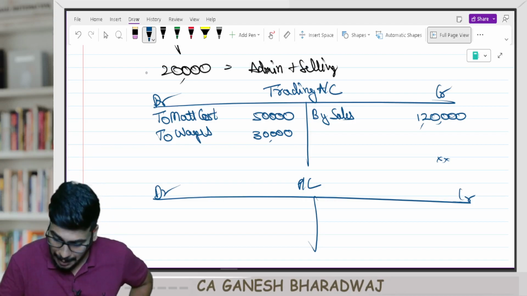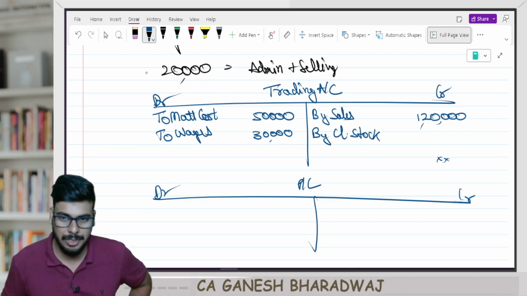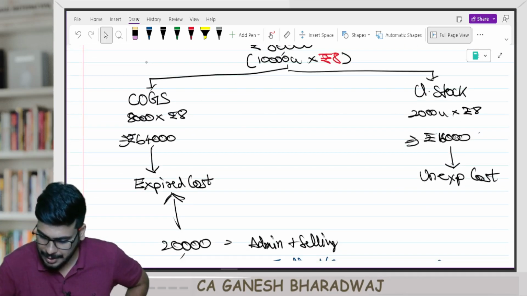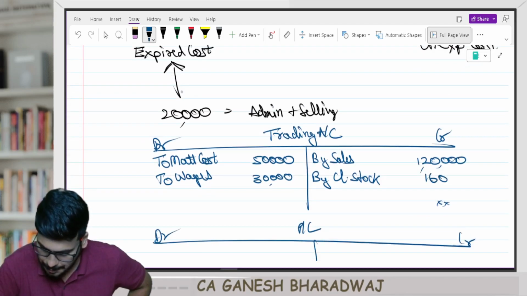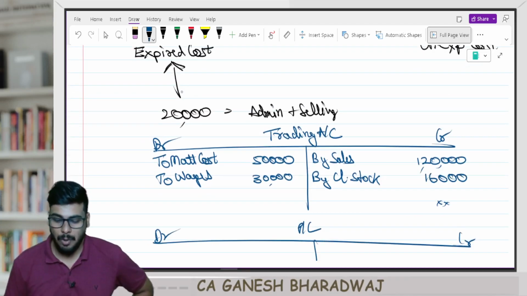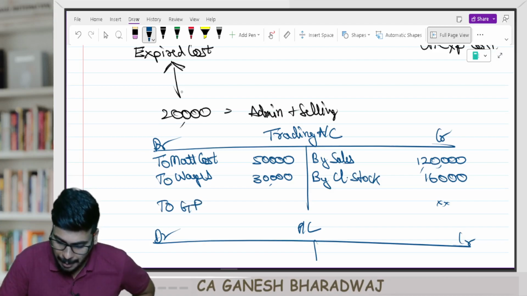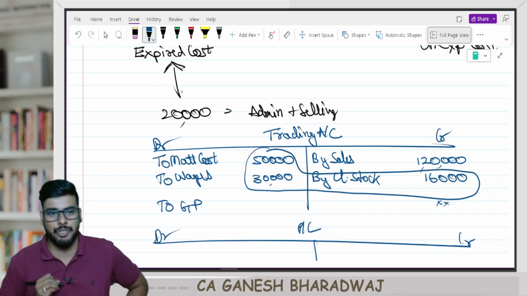So now, by closing stock, how much is my closing stock? Have we valued it? Yes, we have valued it. Stock is valued at 16,000 rupees. So now tell me, what is my gross profit? Or in other words, can I say total cost minus closing stock gives me the cost of goods sold, correct?